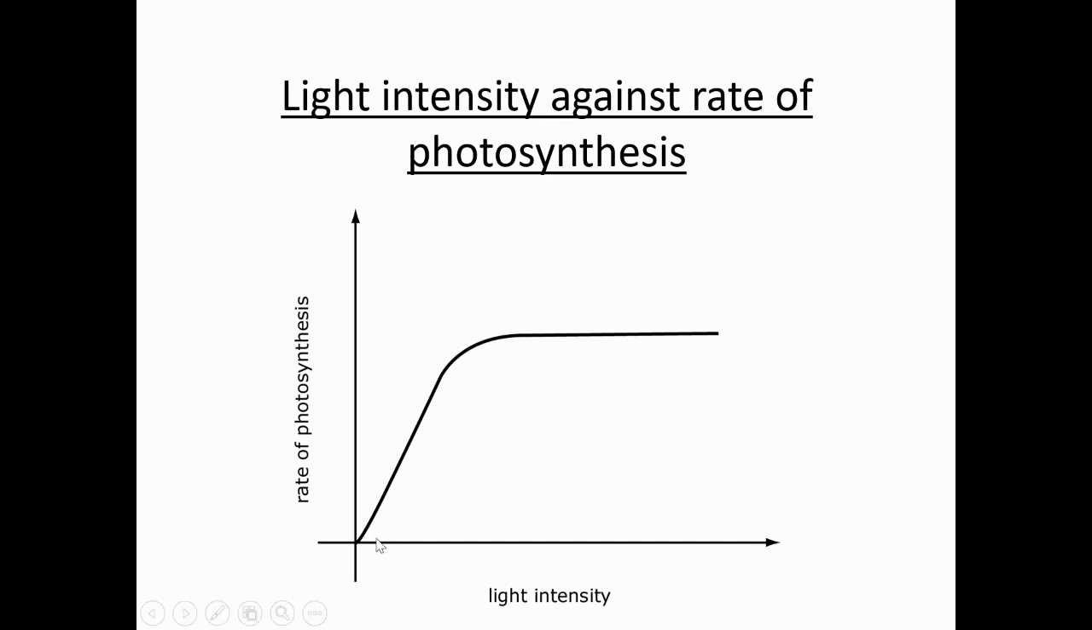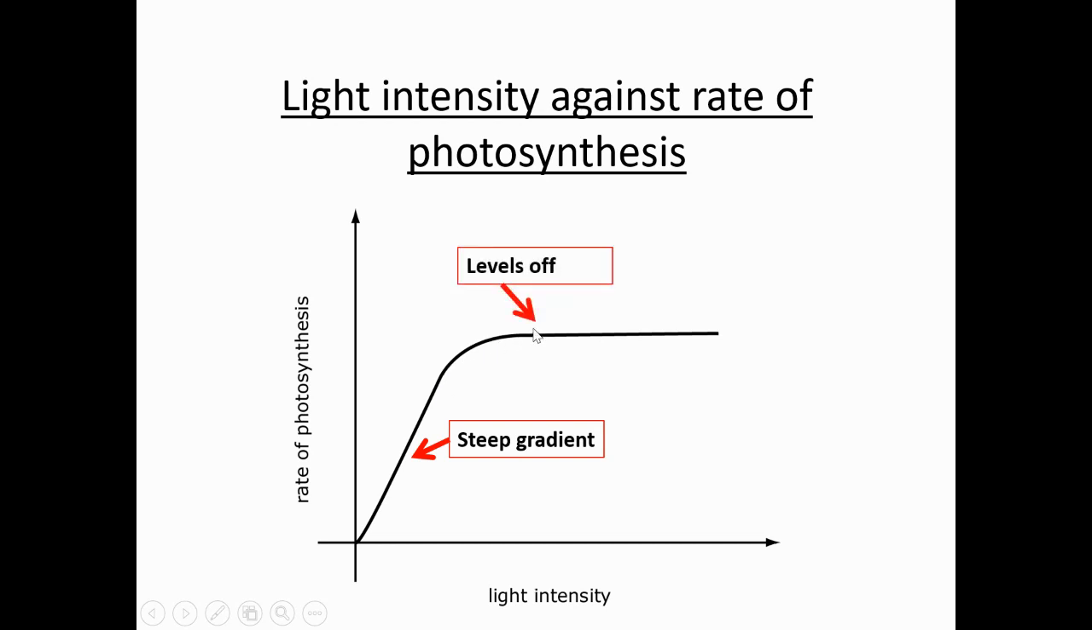Okay. How could we describe this? Well, to start with, there's a steep gradient. So what we're looking at here is as the light intensity increases, so too does the rate of photosynthesis. Does that make sense? So for the first bit of this graph, increase light intensity, you are increasing the rate of photosynthesis.